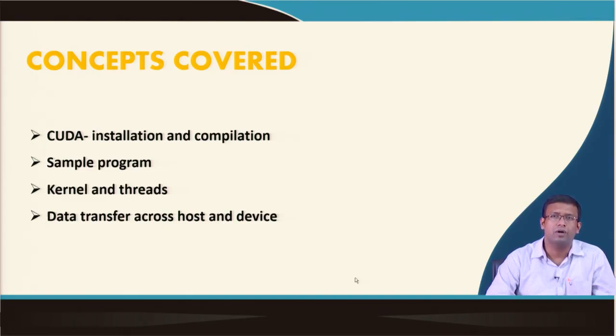We will see what the CUDA parallel version of the vector addition program looks like, and then we will see some of the components of this program which are typically of importance in order to understand CUDA programming. These are kernels and threads, how data transfer happens across host and device, and how this device data is managed by the CPU. By device we mean GPUs, and by host we mean CPUs in a typical CPU GPU CUDA program.